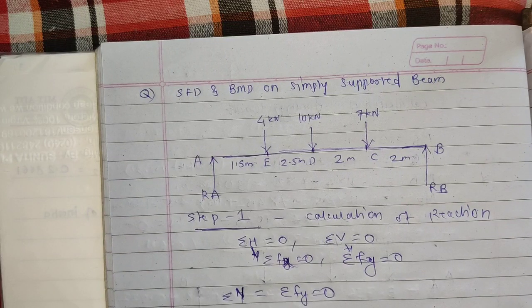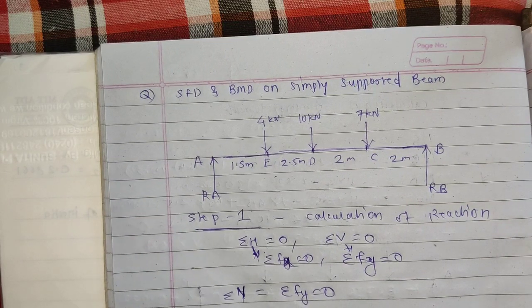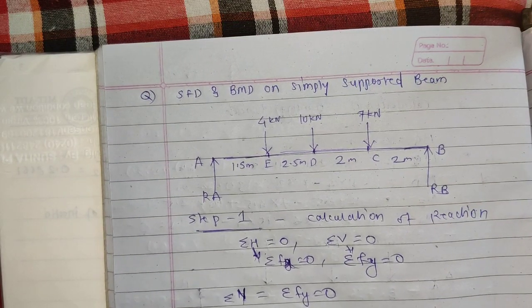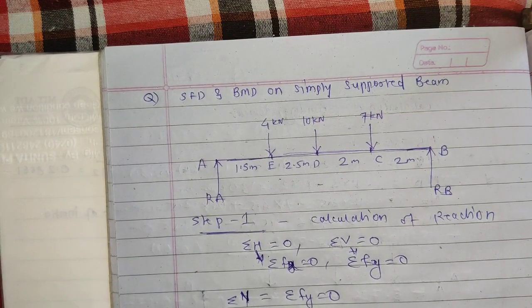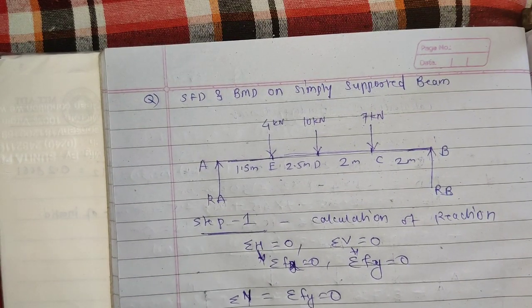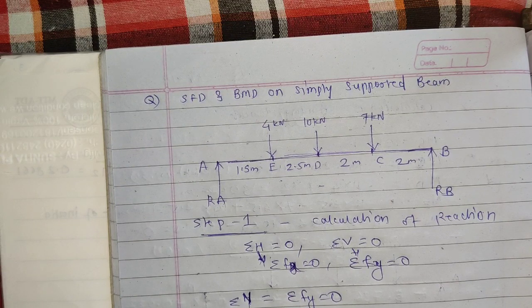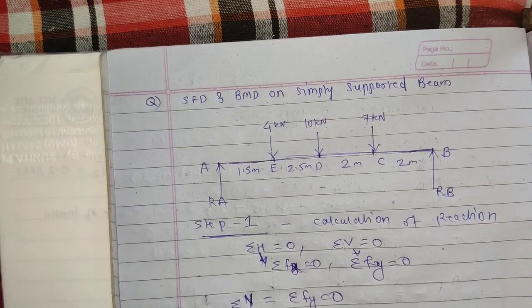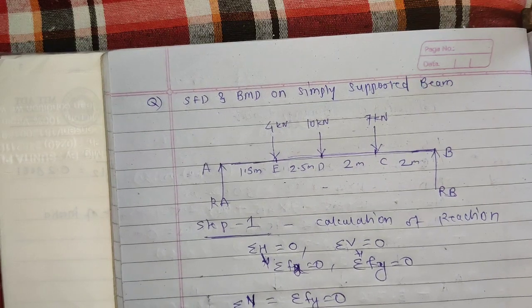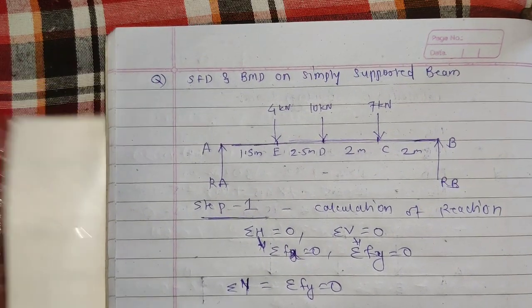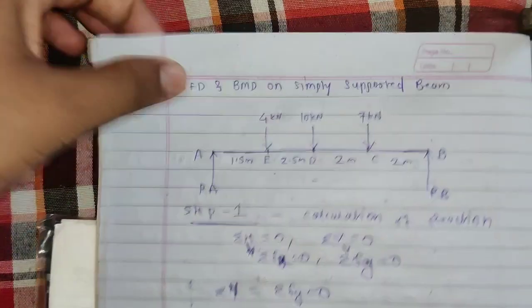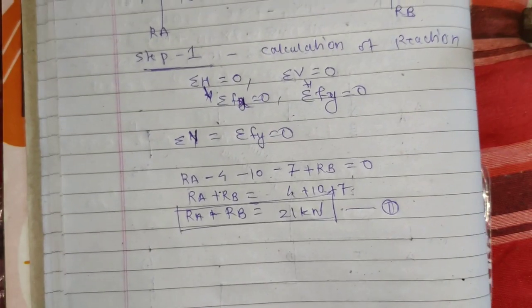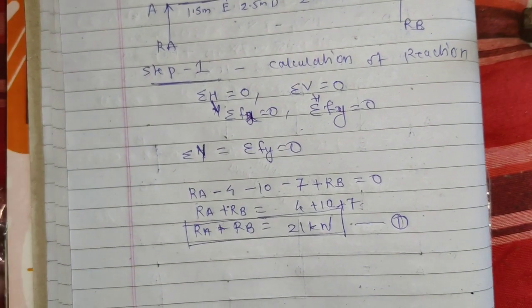So what we get, Ra plus Rb equals 4 plus 10 plus 7. So Ra plus Rb equals 21 kilonewton.